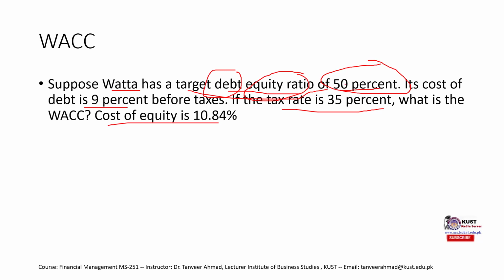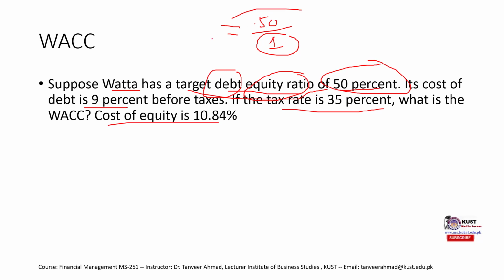So this 50% means that 50% is debt. For every 50 cents or every 50 paisas, there is 1 rupee of equity. For every 50 cents of the debt, there is 1 rupee of equity. So this is the debt to equity ratio.